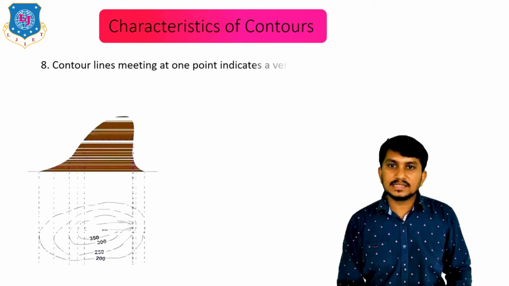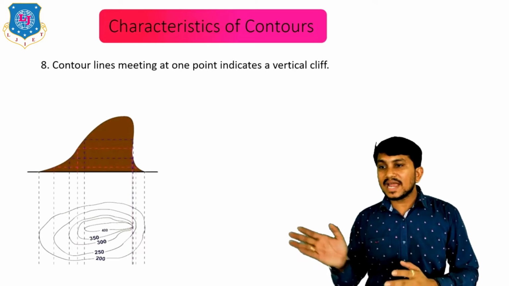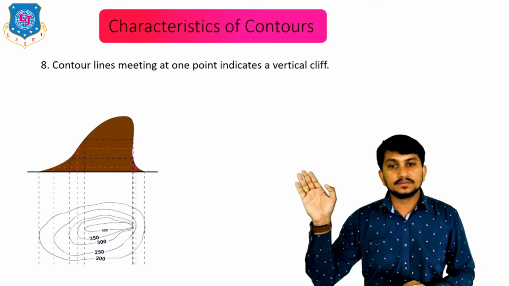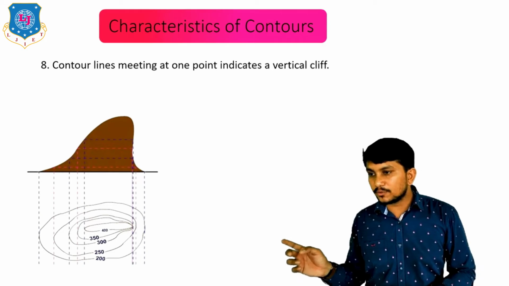Next, contour lines meeting at one point indicates a vertical cliff. You can clearly see this vertical cliff. All contour lines are meeting at one point.